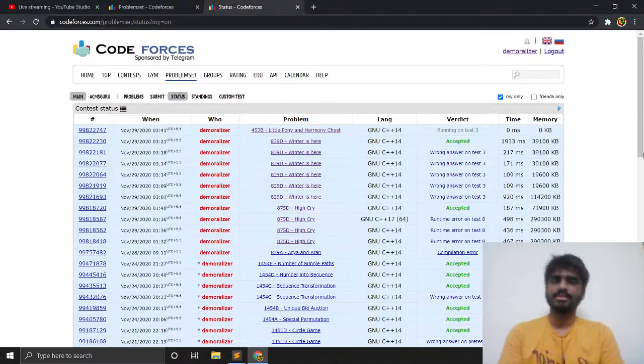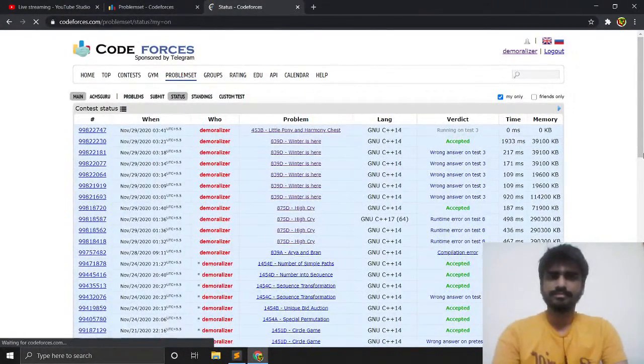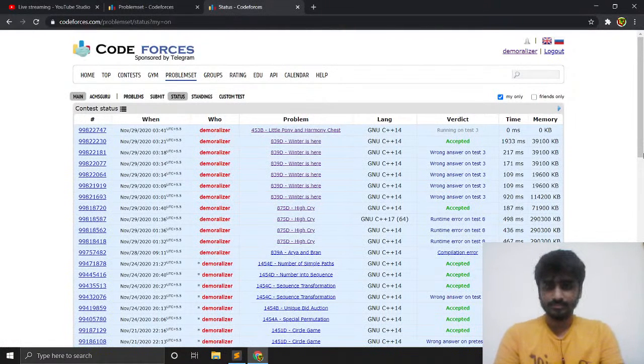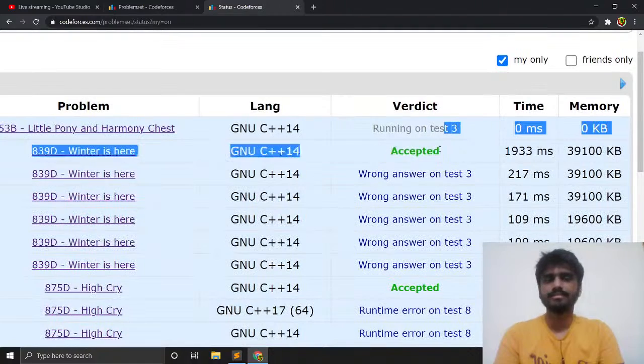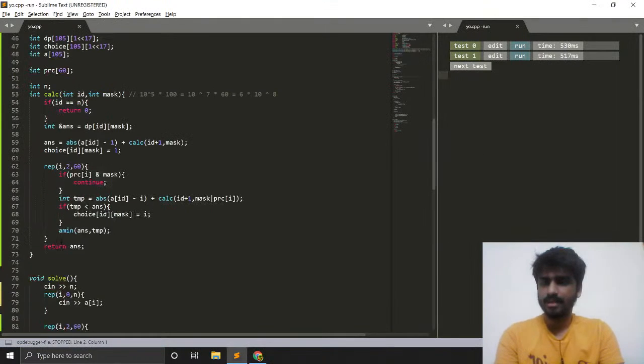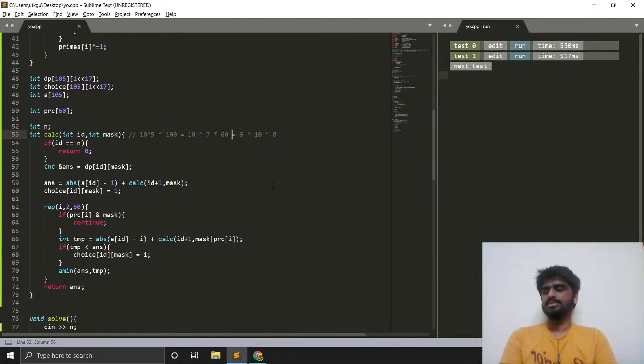But this was a really nice question, to be honest. It was DP with bit masking. Had to make some observations too. I think it's time limit exceeded. Otherwise, it should have been accepted by now. I'm gonna get a TLE. Yeah, otherwise it doesn't wait for so long before giving the verdict. Okay, so let's see how I can fix the TLE. I think 6 into 10 to the power of 8 shouldn't be too much, right?